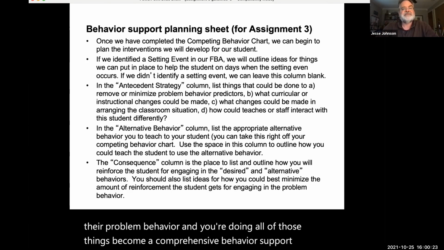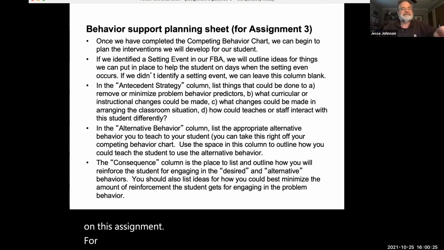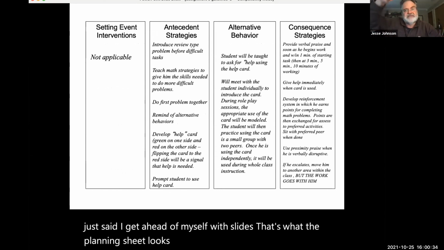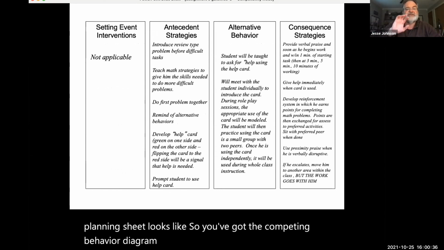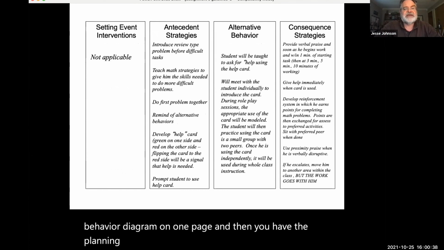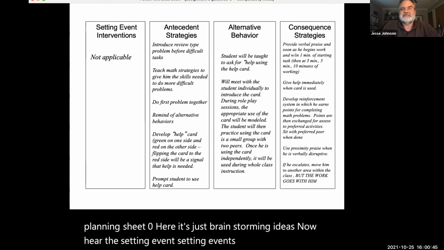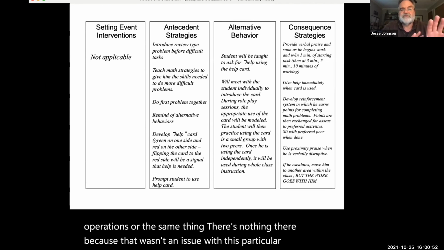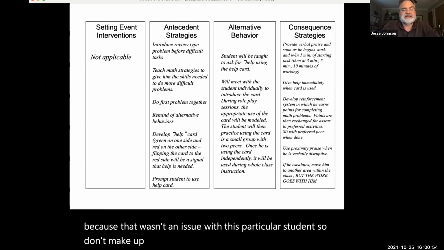So on this assignment for the planning sheet, this slide just describes everything I just said. I got ahead of myself with slides. That's what the planning sheet looks like. So you've got the competing behavior diagram on one page, and then you have the planning sheet. So here it's just brainstorming ideas. Now here, the setting events and motivating operations are the same thing. There's nothing there because that wasn't an issue with this particular student. So don't make up stuff to put there if you don't need it.